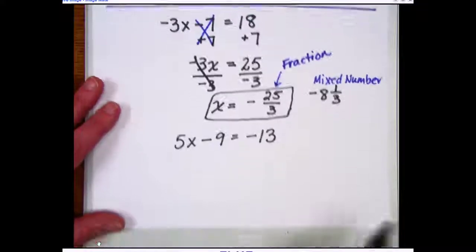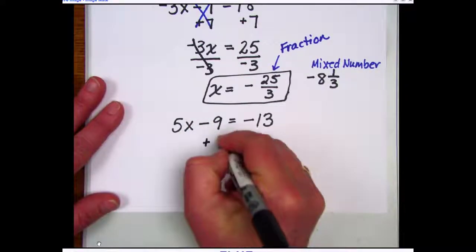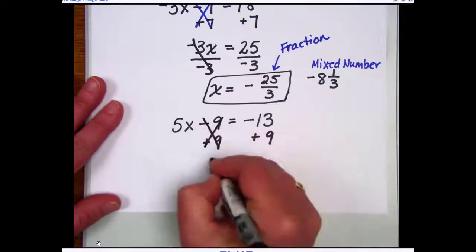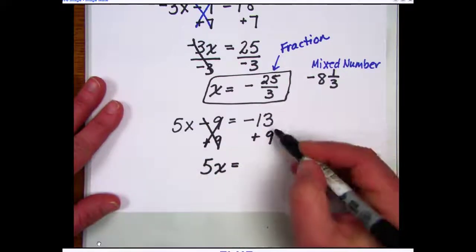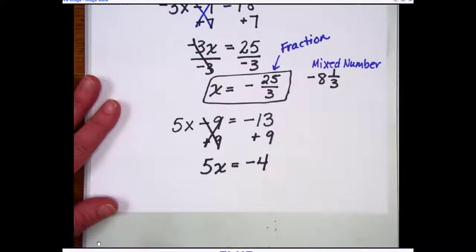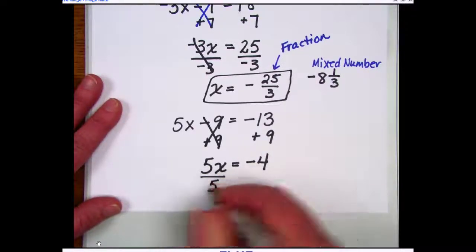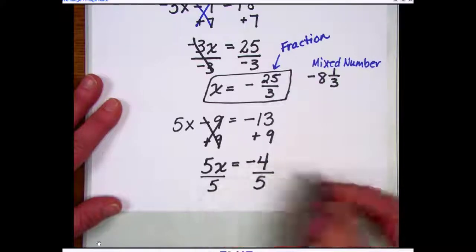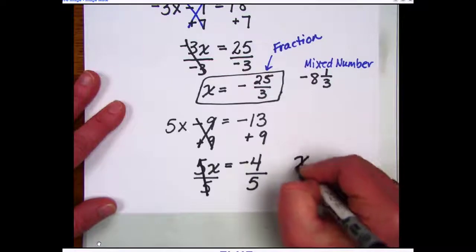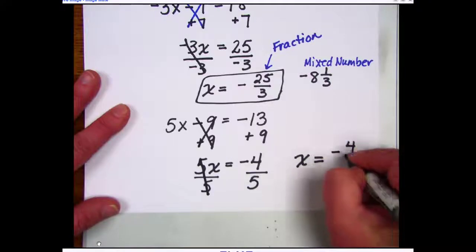All right, our last example. Again, I'm subtracting 9, so I'm going to get rid of this first by adding 9 to each side. Over here, this goes to 0, and I'm just left with my 5x. -13 plus 9 gives me a -4. And now to isolate my x, I'm currently multiplying by 5, so I want to divide by 5. Whatever I do on one side, I have to do on the other. This cancels and goes to 1, so I'm left with 1x. And on the right-hand side, -4 over 5, and that cannot be reduced.